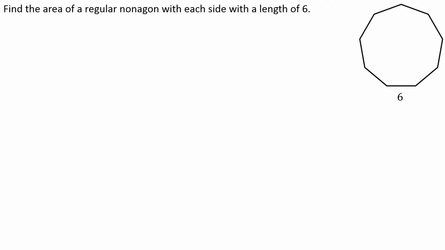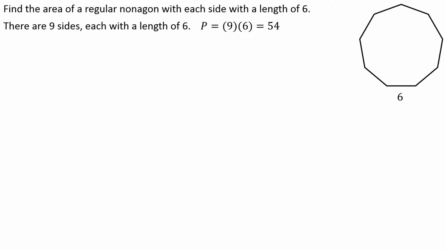Okay, again, nonagon would have 9 sides. If we're lucky, there's a picture waiting for us. If not, you'd have to draw your own. Again, piece of cake would be the perimeter. There are 9 sides. Each side has length 6. 9 times 6 is 54. How about the apothem?